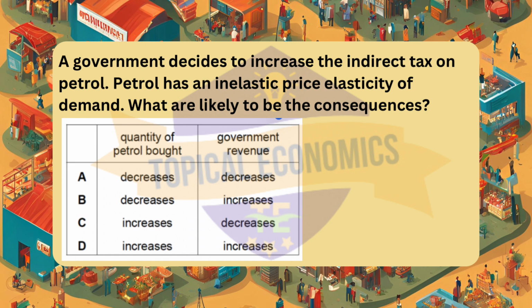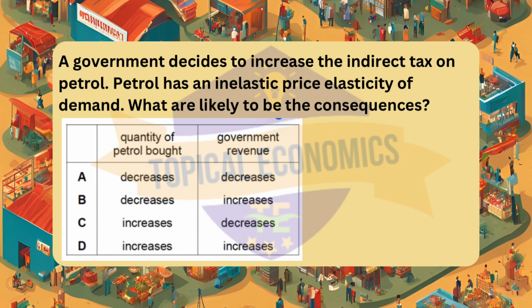The correct answer for this question is option B. When the government increases the indirect tax on petrol and petrol has inelastic price elasticity of demand, PED, the consequences are largely determined by how inelastic demand affects consumer behavior. Inelastic demand means that consumers do not significantly reduce their consumption of petrol even when the price increases, as petrol is often a necessity for most people.